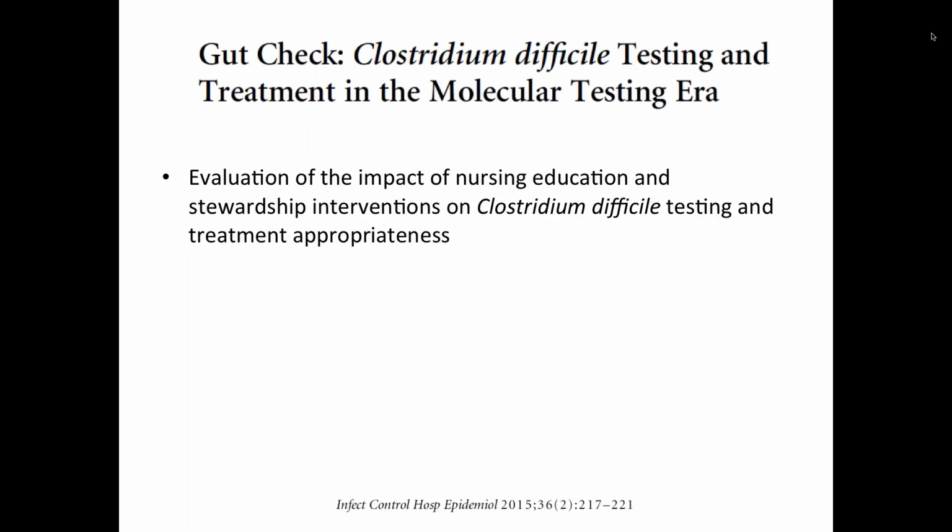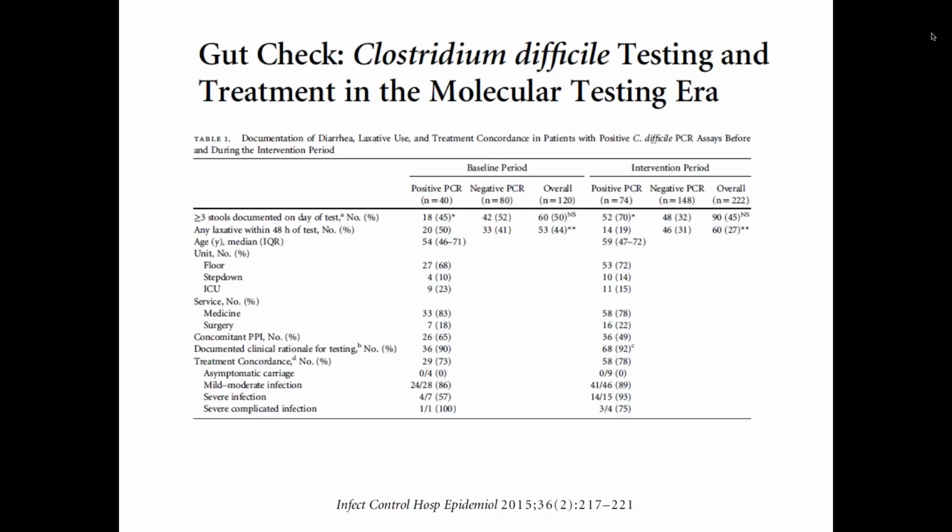This was actually a study that Edina was involved in, I think. This came out of Johns Hopkins. This was an evaluation of nursing education and stewardship interventions on C. diff testing, really trying to get to the heart of testing appropriate specimens from the onset. She could probably speak to this more, but basically what they found was that after nursing education and their interventions, they were able to increase the number of patients that were positive by PCR. They were able to increase the number of those patients that had clinically significant diarrhea. They were able to decrease the number of patients that were on laxatives within 48 hours of their test.